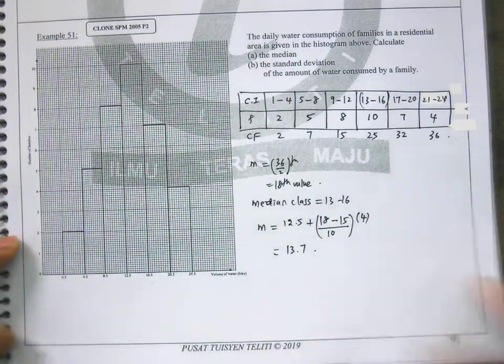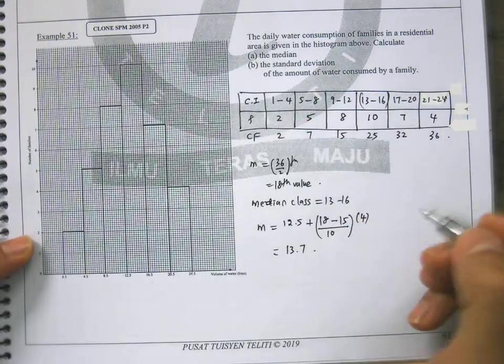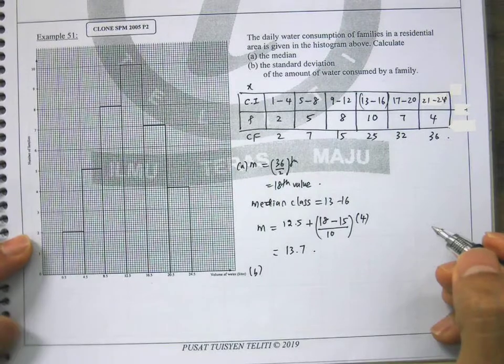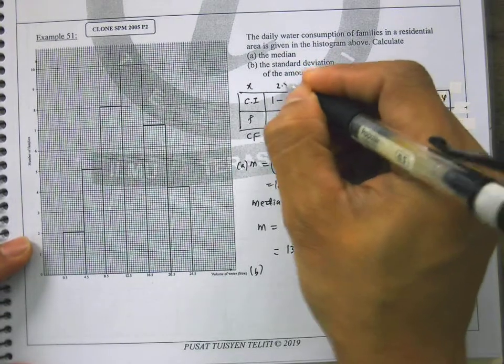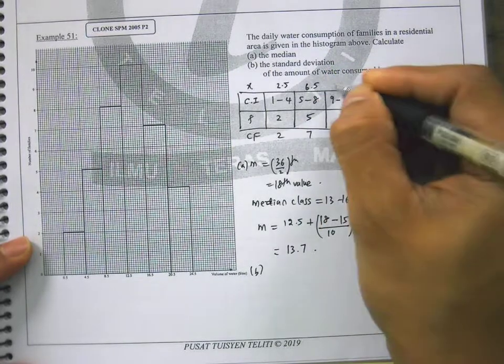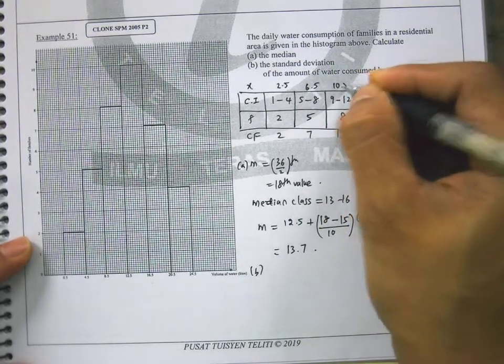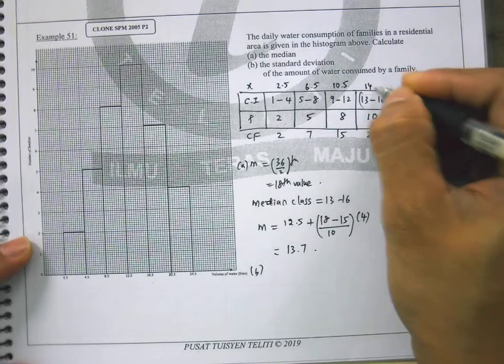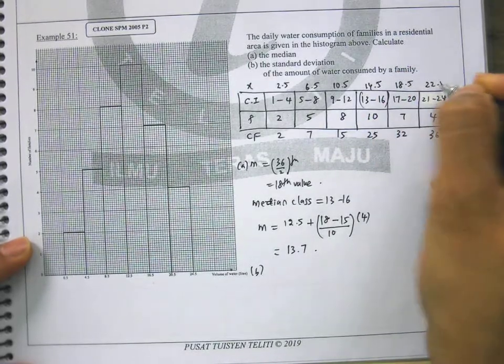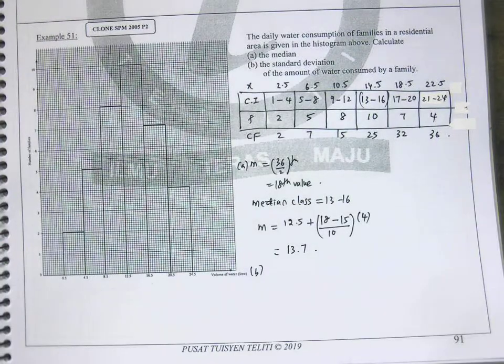Okay, now how do you find your standard deviation? Before you find your standard deviation, you need the midpoint again. 2 is 2.5. This would be 6.5. 10.5. 14.5. 18.5. 22.5. Okay. I think I showed you on this.